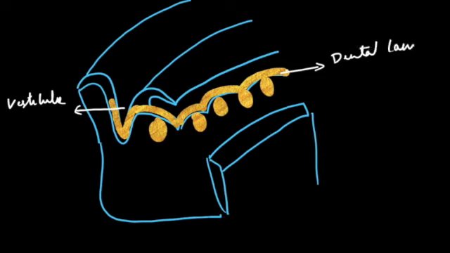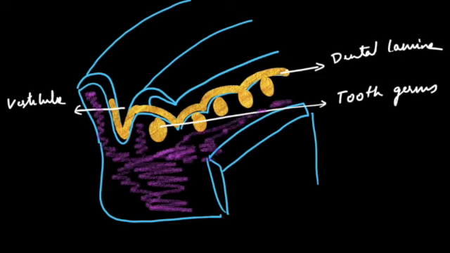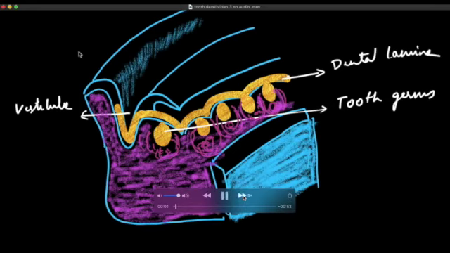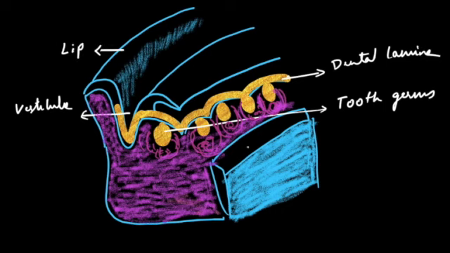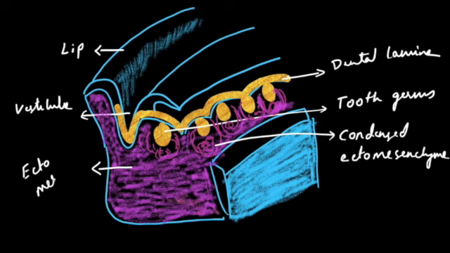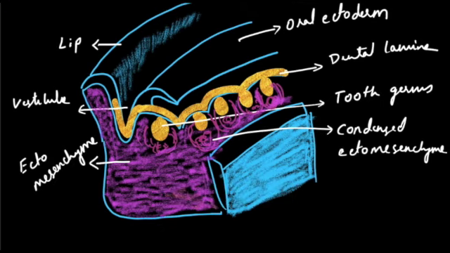As the buds start forming, the mitotic activity of the ectomesenchymal cells in the vicinity of the buds increases. This leads to ectomesenchymal condensation beneath and around the buds. The tooth buds are called the dental organs or the enamel organs, and the tooth buds along with the condensed ectomesenchyme around them are called tooth germs.